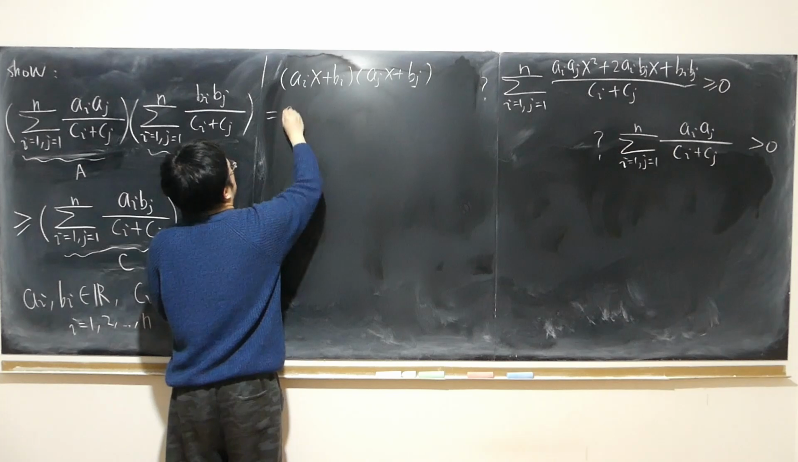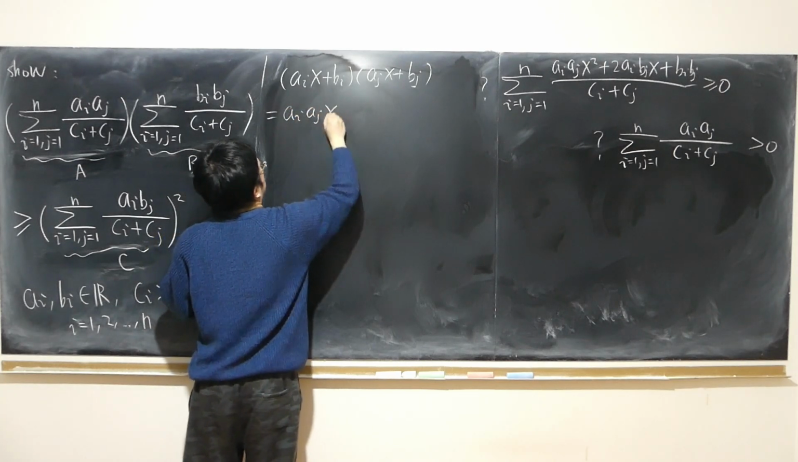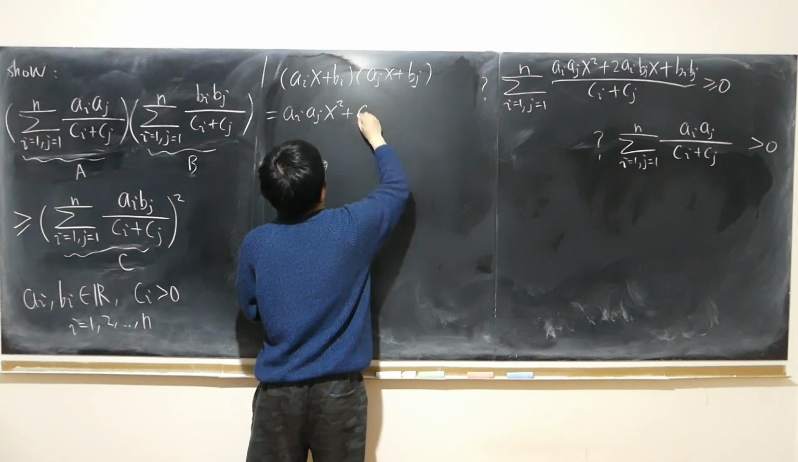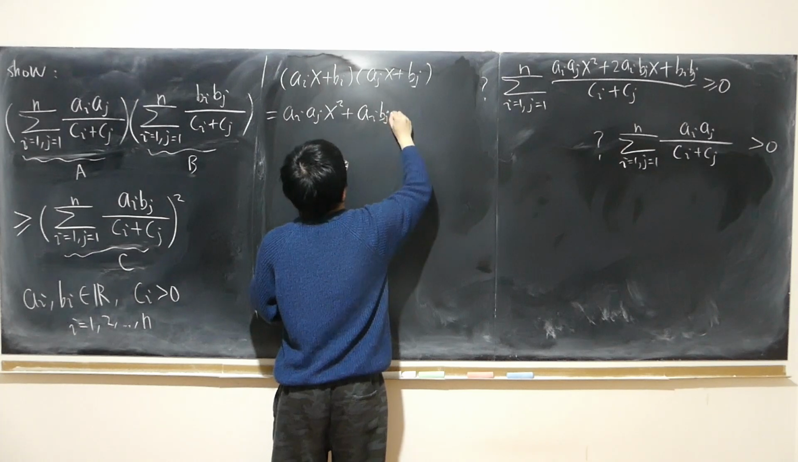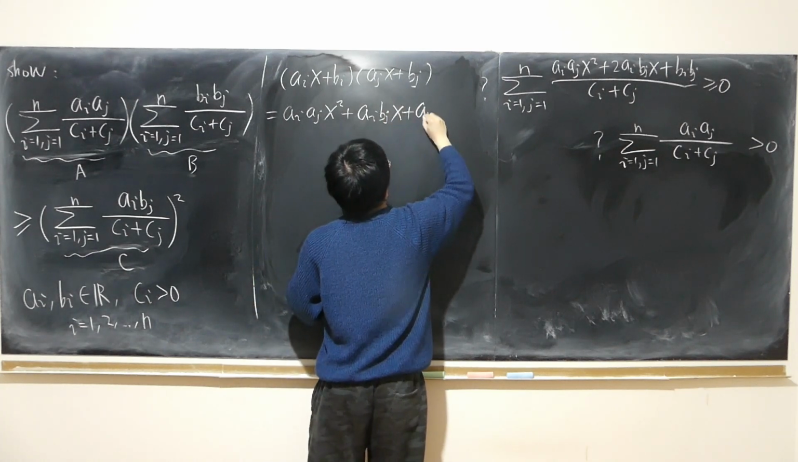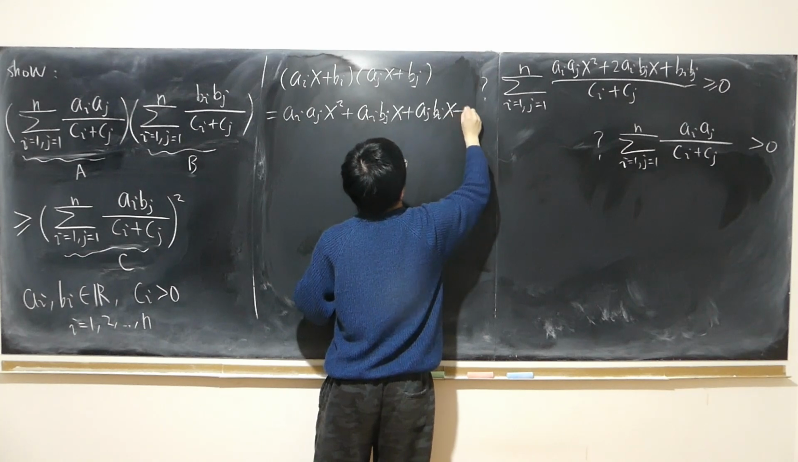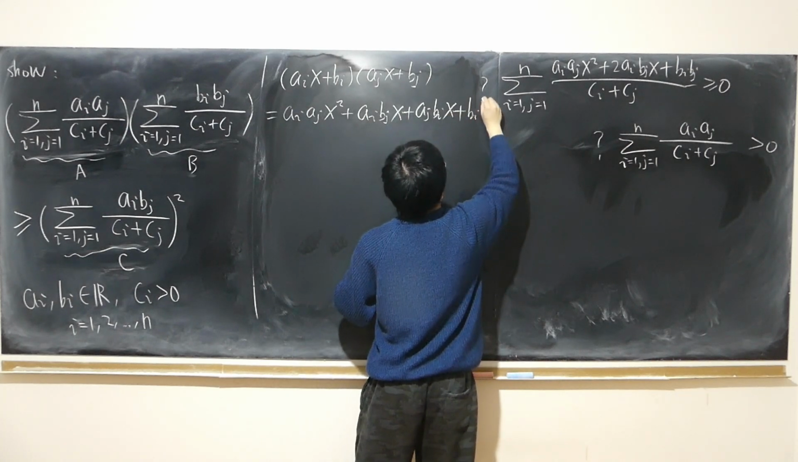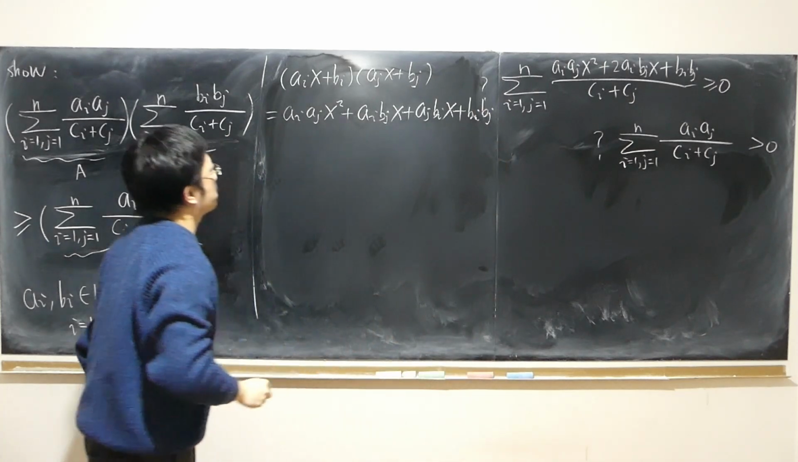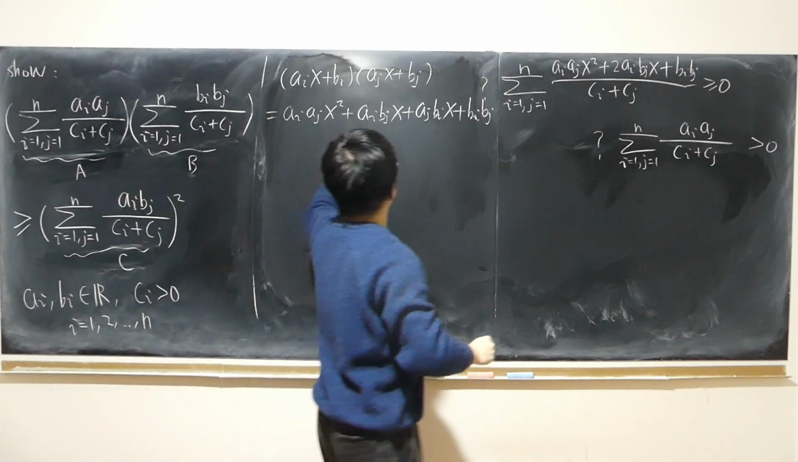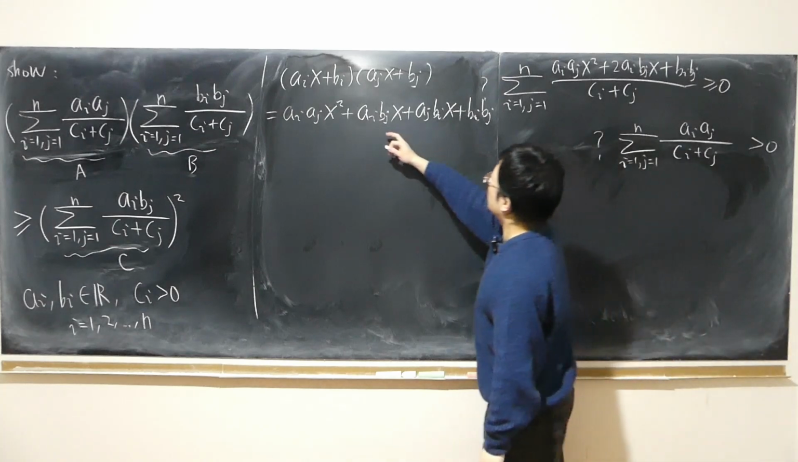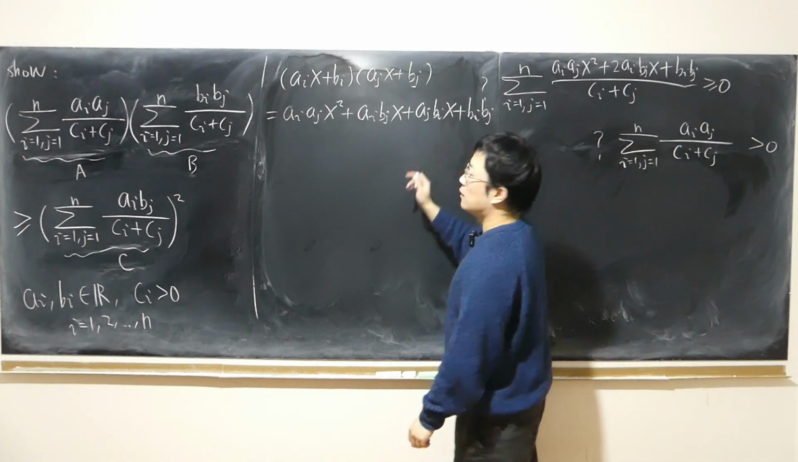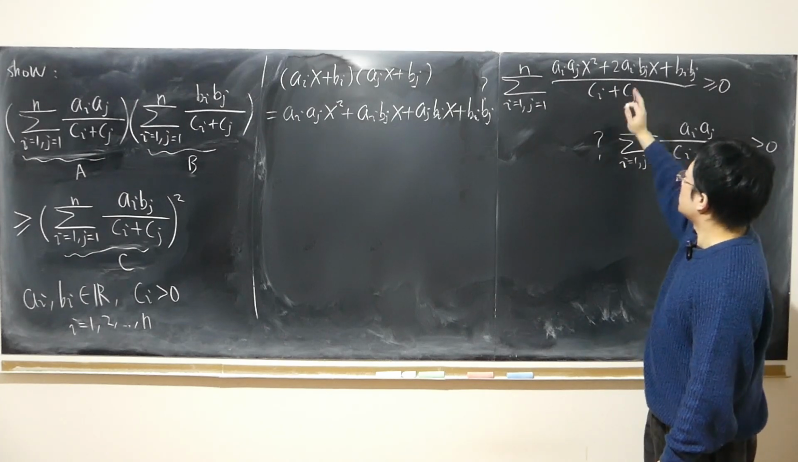It'll look like this: ai times aj x squared plus ai bj x plus aj bi times x plus bi bj. Right? So almost looks the same, right? Except twice of ai bj x. Okay, ai bj x, aj bi x. But since we have a double sum, they may be the same.